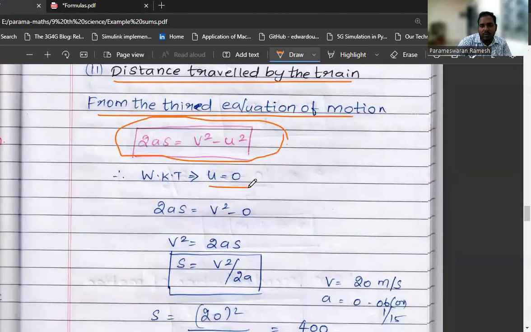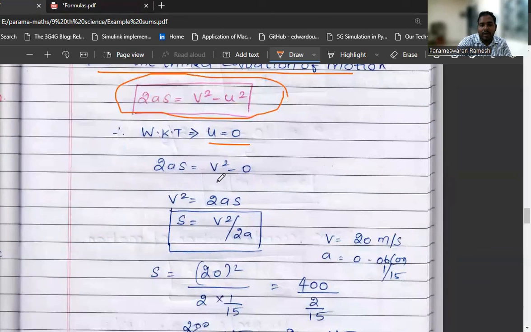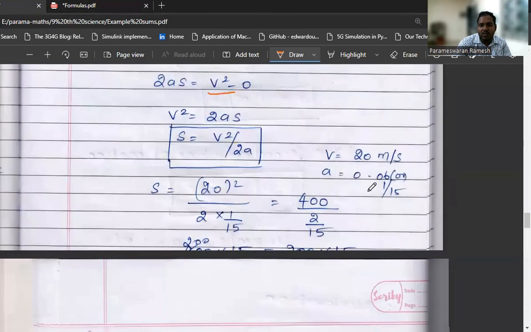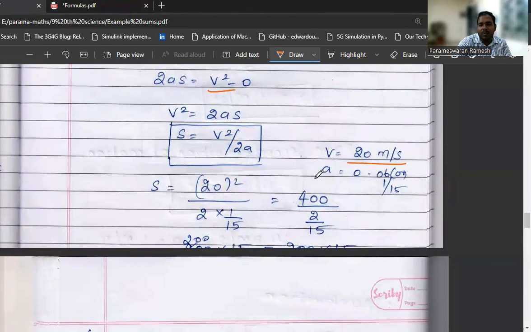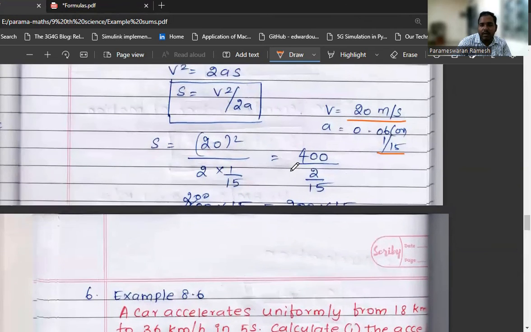So U equal to 0, because it is rest. V square we need to find. Okay, V is already given, so V is equal to 20 meter per second. A is equal to 1 by 15. So if you substitute in this equation, 20 square divided by 2 into 1 by 15. So 20 square is 400, divided by 2 by 15. So if this goes up, you will get the answer. Okay. So these are all about the example.